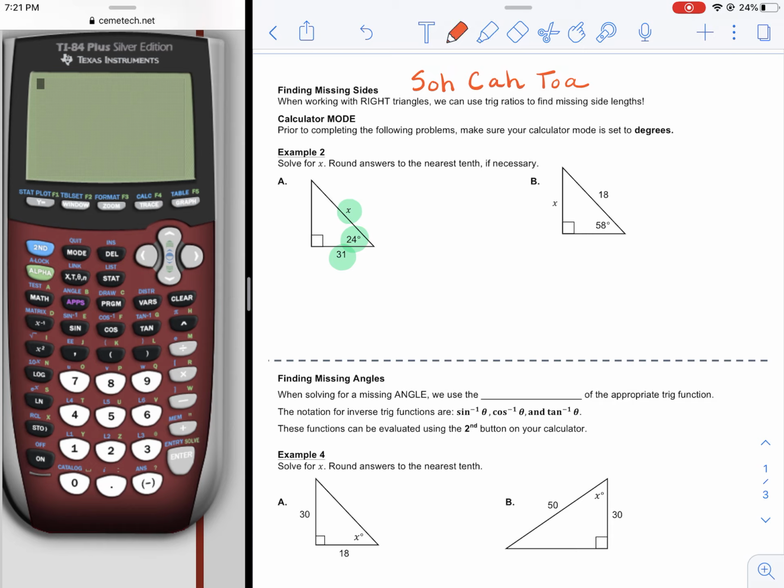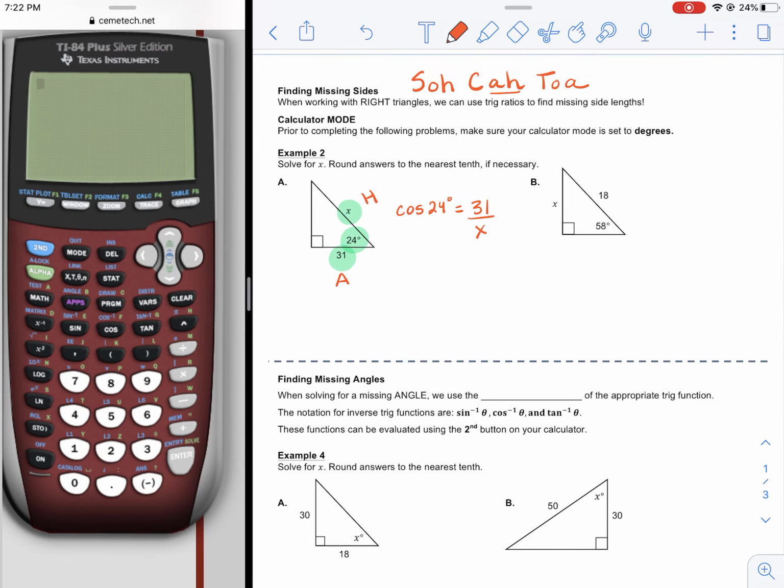Okay, and then I'm going to go to my reference angle, and I'm going to label the side relationship with regards to the reference angle. So the x is the hypotenuse of the right triangle, and the 31 is the adjacent side. And so I know A and H represents the cosine. So I know that the cosine of 24 degrees equals the adjacent side, which is 31, over x.